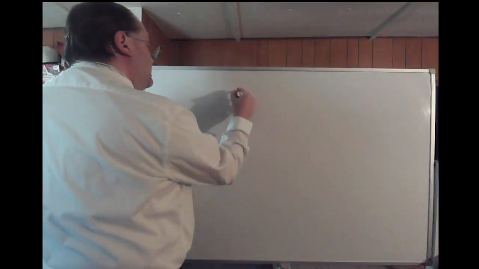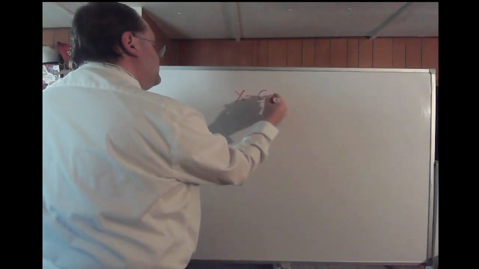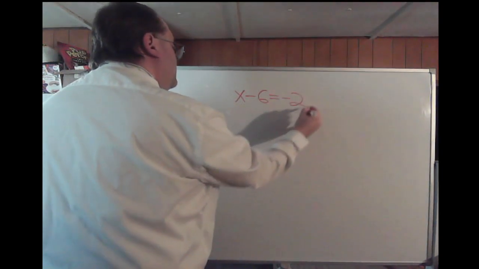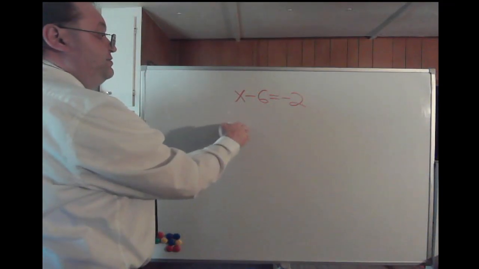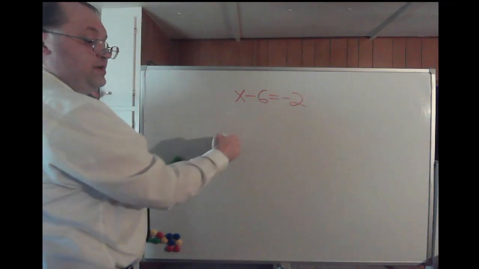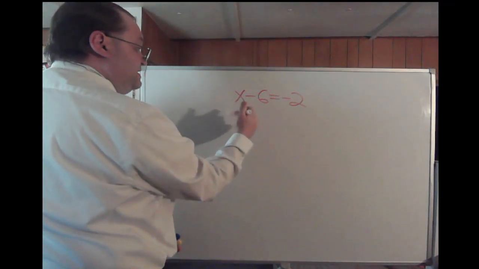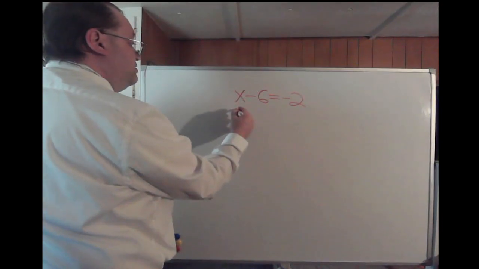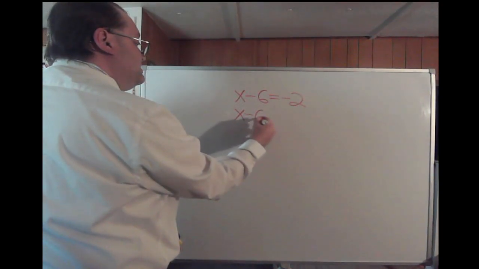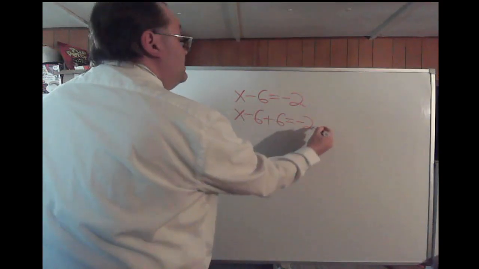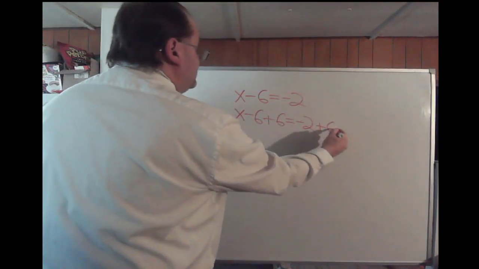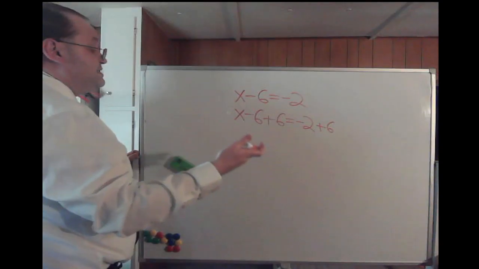Alright. So we have x minus 6 equals negative 2. Well, of course, we want to get x by itself. Well, we have a minus 6. If we have a minus 6, we need to plus 6 to get rid of that minus 6. So you'll do x minus 6 plus 6 will be equal to negative 2, then plus 6 because you did it to the left side, therefore you got to do it to the right side.